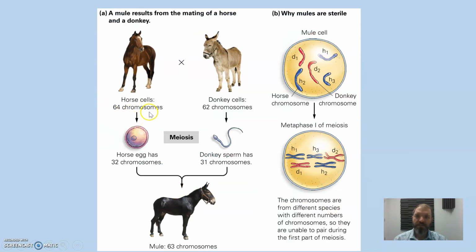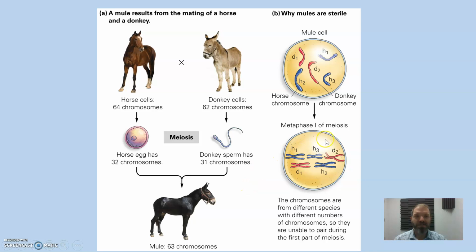Horses have 64 chromosomes, donkeys have 62, so when meiosis occurs, we've got 32 and 31 chromosomes that make a mule with 63 chromosomes. So it doesn't have pairs of homologous chromosomes. This doesn't prevent mitosis from happening. Mitosis can go forward and the cells will grow and divide as normal.